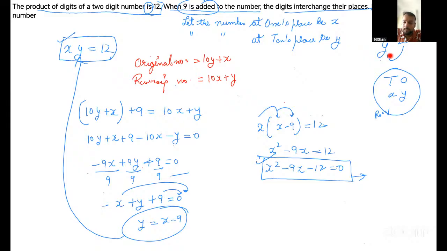So how do we make the original number? Because y is on the tens place, we multiply y with 10, so 10y. And x is the ones place, so I will multiply x by 1, which is x. So the original number is 10y plus x. Did you understand, Simeon? Now, interchange their places means the x will go at the y place and the y will go at the x place. So this will become the interchanged number or reverse number.